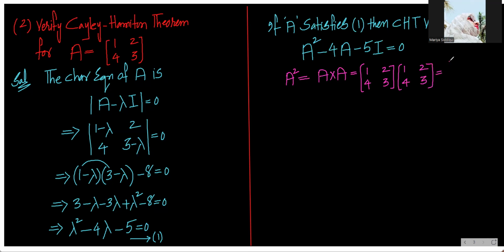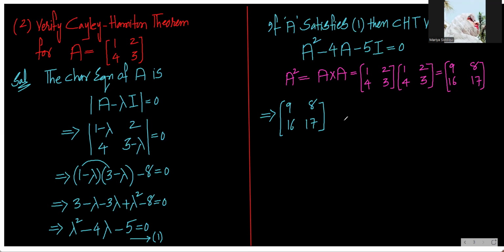It equals 1 ones are 1 plus 4 twos are 8; 1 plus 8 is 9. 1 twos are 2 plus 3 twos are 6, means 8. 2 ones are 2 plus 3 twos are 6. 4 ones are 4 plus 4 threes are 12; 12 plus 4 is 16. 4 twos are 8 plus 3 threes are 9; 8 plus 9 is 17. This is A square. That's it. Just plug it here. This implies the A square value we got is [9, 8; 16, 17].